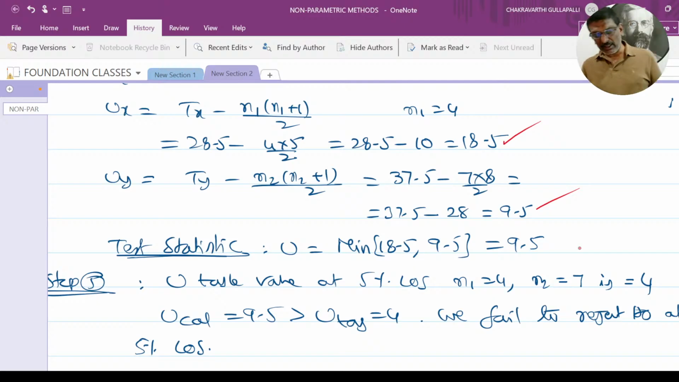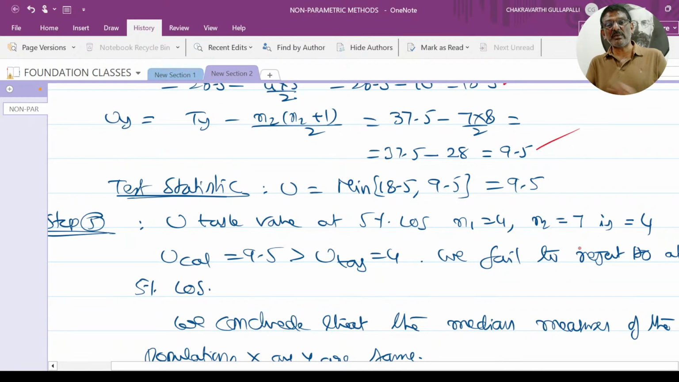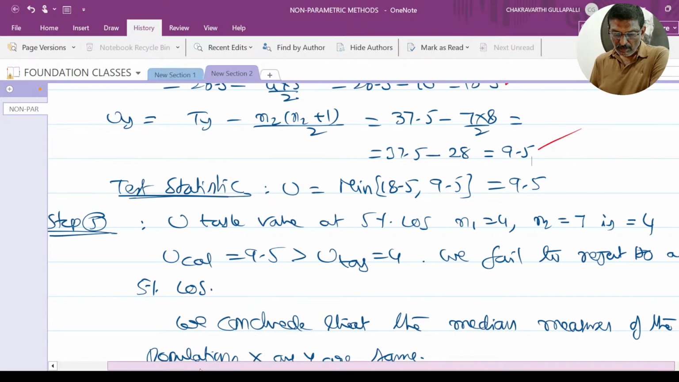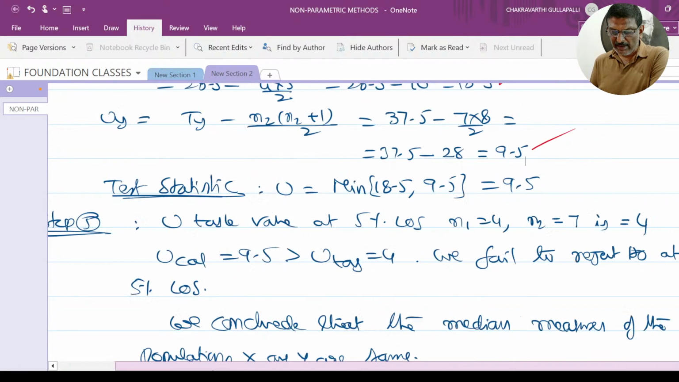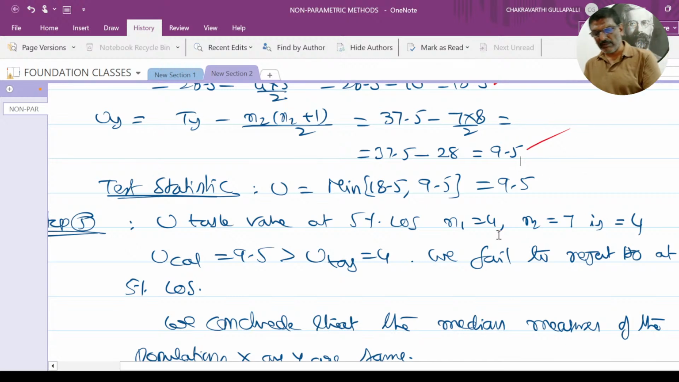Now calculate test statistics. U is equal to minimum of 18.5, comma 9.5. This is 9.5. Now, step number 5 is use statistics U table value at 5% LOS. N1 is equal to 4, N2 is equal to 7. That is 4, U table value is available.